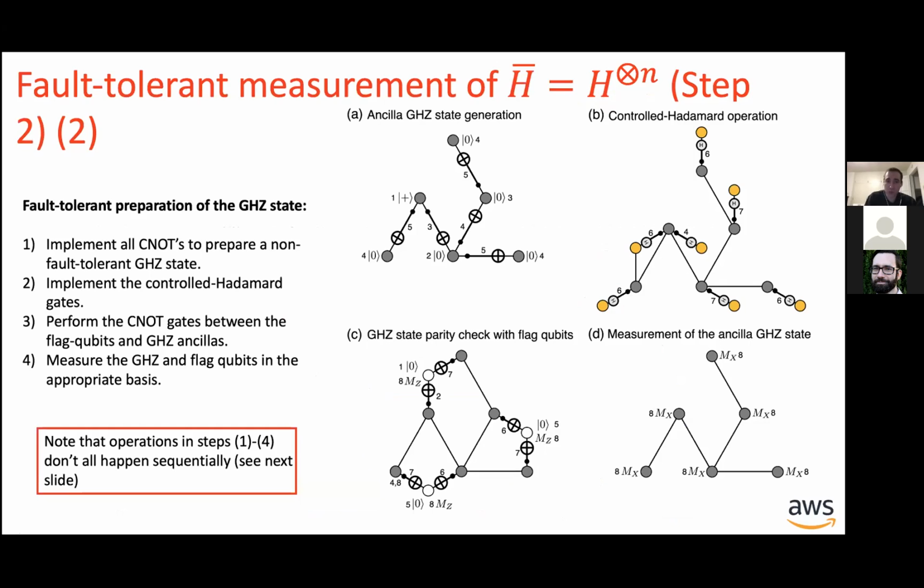So how does this work? I'm just giving you a pictorial representation of what's happening. So we do the CNOT gates between all the gray vertices, right? And what this does is it prepares the GHZ state. Once we have the GHZ state, we can do our control Hadamard gates to measure the logical Hadamard operator of the color code. But then we have these additional flag qubits, the white vertices here, and we do CNOT gates between the gray vertices and the white vertices.